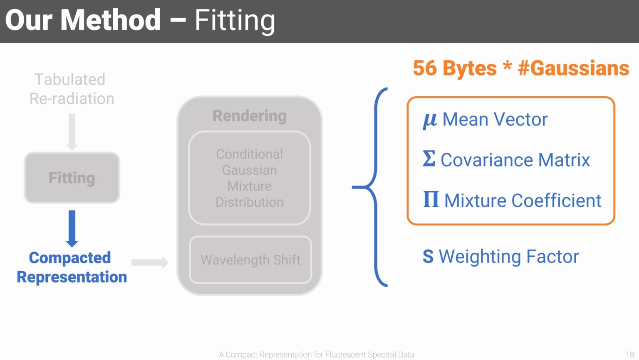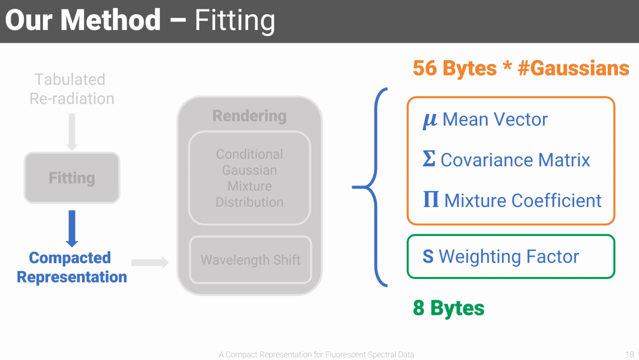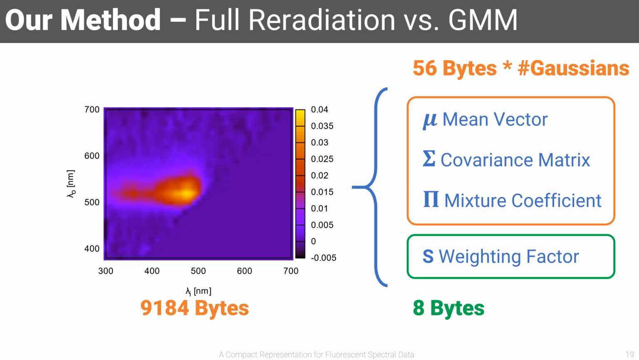The second set of parameters is a weighting factor we use to reconstruct the radiation attenuation. To go from the Gaussian mixture to fluorescent albedo, we need to apply this weighting factor, and it takes 8 bytes for each fluorescent material. So if we record the full representation of the tabulated radiation, it needs 9,000 bytes to cache such radiation. This radiation is sampled at 10 nanometers.